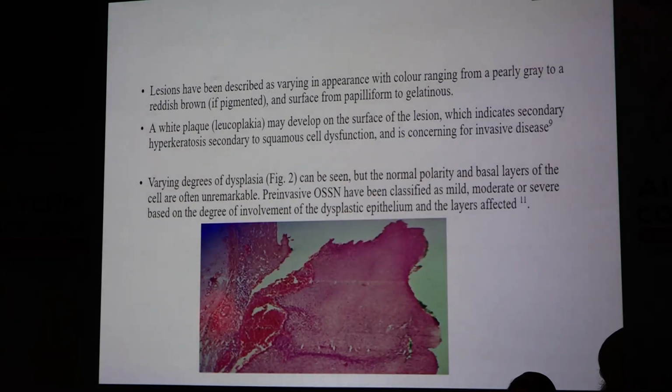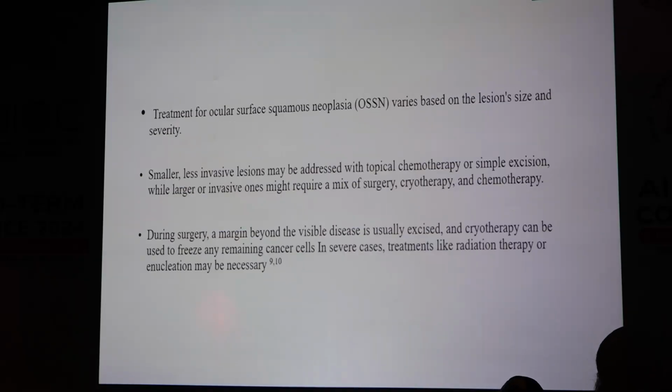Lesions have been described with varying morphology: gelatinous lesions, papilliform lesions and leukoplakic lesions. Varying degrees of dysplasia are also seen, but normal polarity and basal layers of cells are often unremarkable. Pre-invasive OSSN has been classified as mild, moderate and severe based on the degree of involvement of the dysplastic epithelium and the layers affected. Treatment of ocular surface squamous neoplasia varies depending on lesion size and severity.